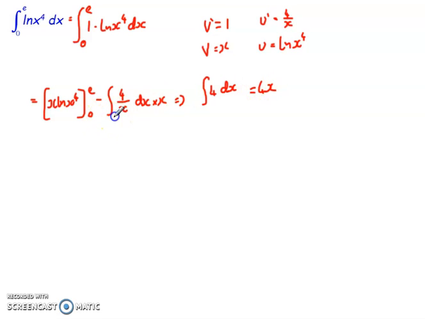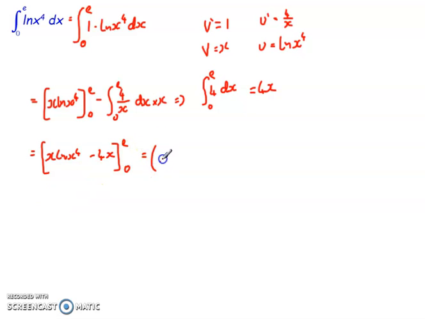Now the limits apply to every stage of this, so I can't forget to apply the limits to this integral as well. Once I've done that, stick it all in the same limit section. I'll have x ln of x to the power of 4 minus 4x, and that's between 0 and e. So now all I have to do is plug in my limits, simplify it down, and see what I get.